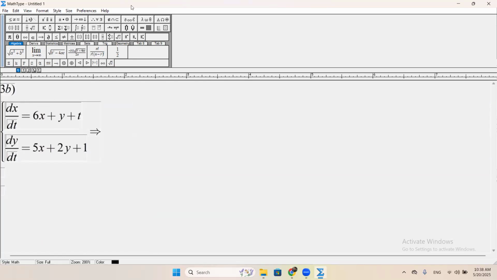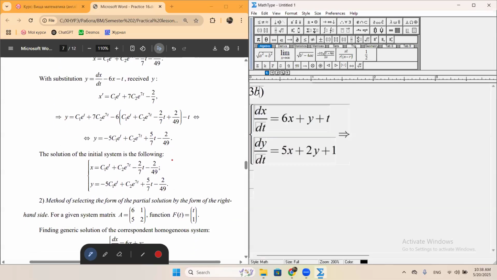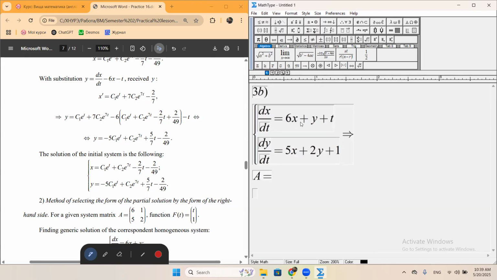So 3b. We will use the method of selecting the form of the partial solution by the form of the right-hand side. First of all, writing down the matrix of coefficients before the functions. So we have 6, 1, 5, 2, and the vector of the right part. We can see that it is t, 1, so it is a vector function.